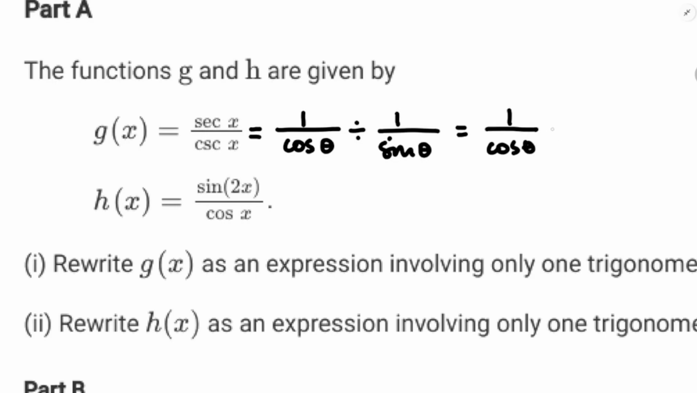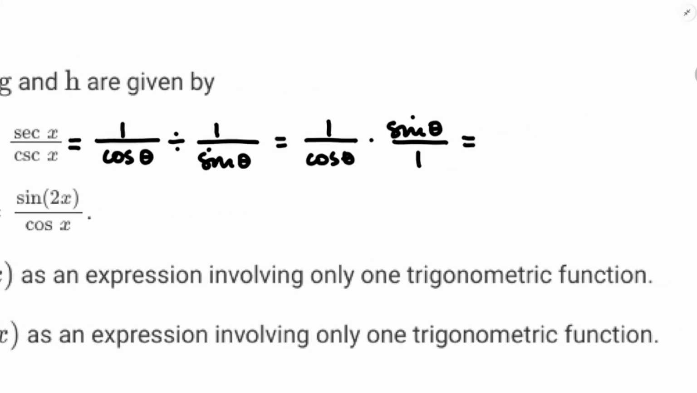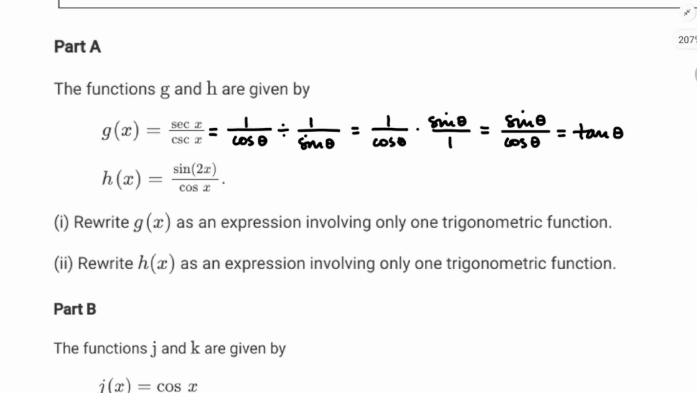Change the division to multiplication and flip the second one. So that'll be sine theta over 1, and that would give me sine theta over cosine theta, and we know that's tangent theta. So I rewrote it as an expression involving only one trig function.